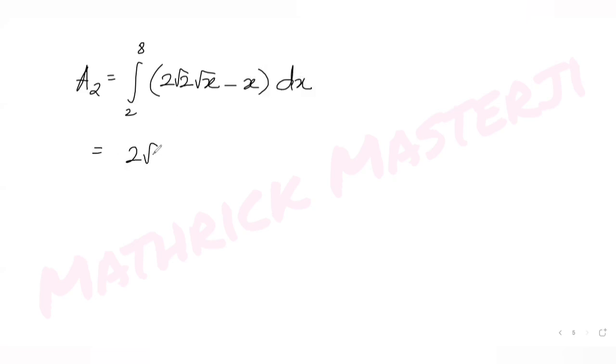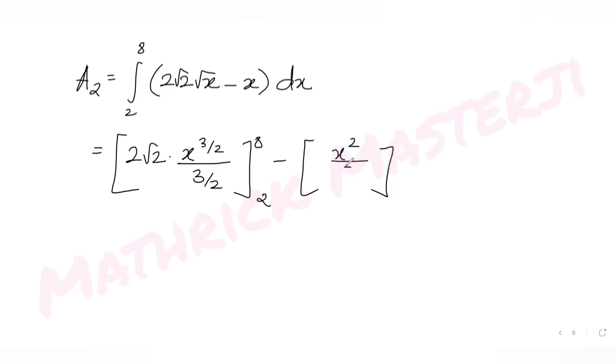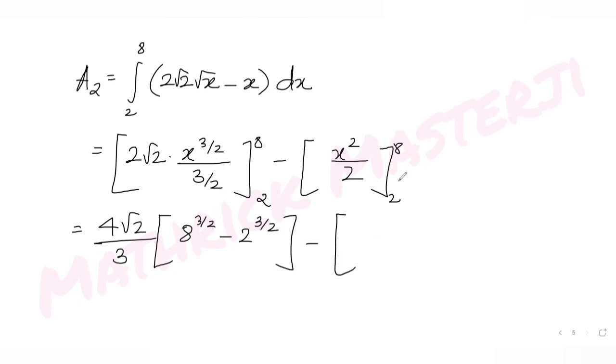So that gives you 2 root 2, x raised to 3 over 2 divided by 3 over 2. The limits are from 2 to 8, minus x square over 2. The limits are still from 2 to 8. So from here I get 2 root 2 into 2, so 4 root 2 divided by 3, x raised to 3 over 2. 8 raised to 3 over 2 minus 2 raised to 3 over 2, minus. Here, half as it is, 8 square minus 2 square.